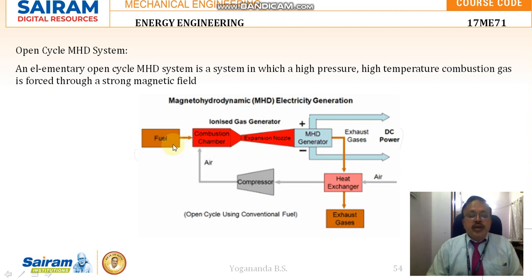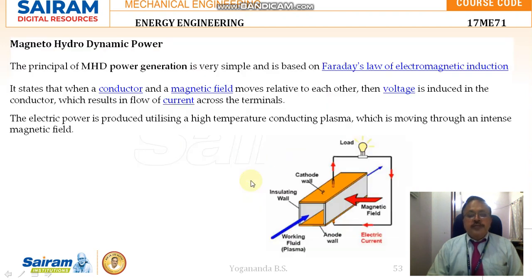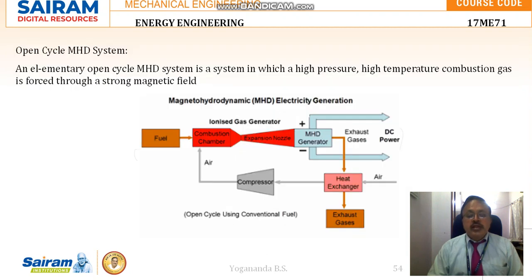The fuel gets mixed with the air, so that the ionized gas will be generated. This ionized gas is generated in this MHD generator, so that when this working fluid comes across the magnetic field here, it is generating the electricity.